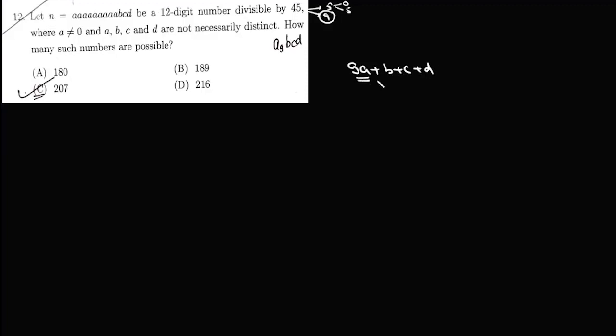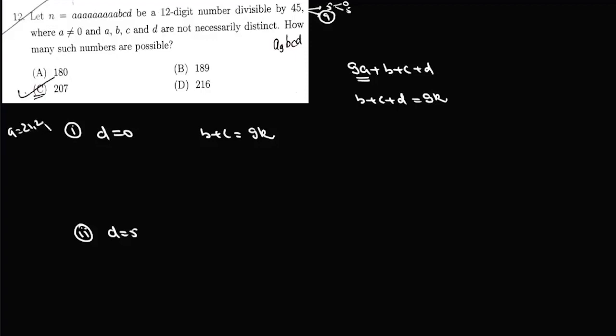Now 9A is already a multiple of 9. That means B plus C plus D should be 9K. Now we know that D can only take two values, either 0 or 5, because this number has to be divisible by 5 also. So this case 1 is when D is 0, and this second case is when D is 5. Now if D is 0, we can write B plus C should be equal to 9k. Now here A can take any value from 1 to 9. So the number of choices for A is simply 9 for both the cases.